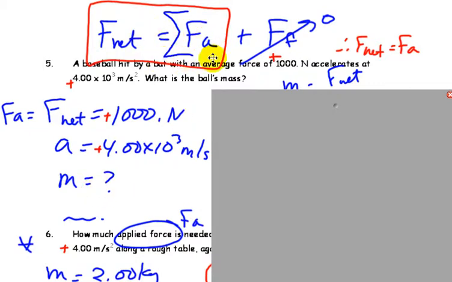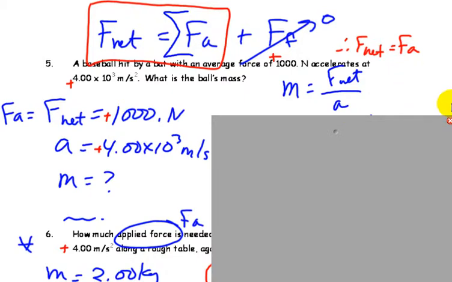Now, I made this note up here indicating that technically, to figure out F net, we look at all the applied forces and the friction force. If we're told nothing about friction, we can just assume that friction is 0, therefore the net force is equal to all of the applied forces. So when it says a baseball is hit with an average force of 1,000, we're told nothing about friction, so we just assume it's negligible and it's 0, therefore net force equals the applied force here. Okay, so that's kind of an aside there.